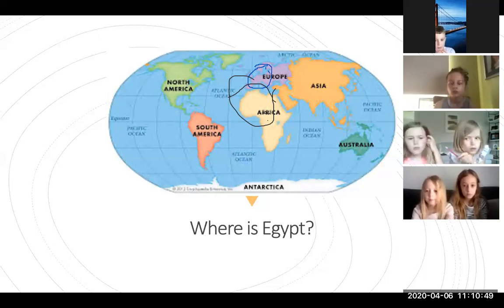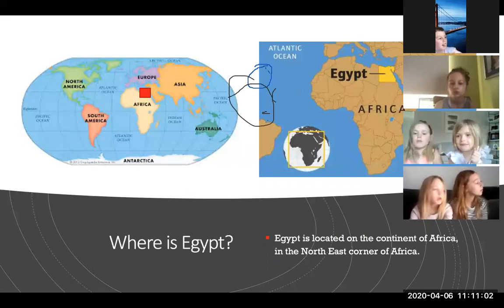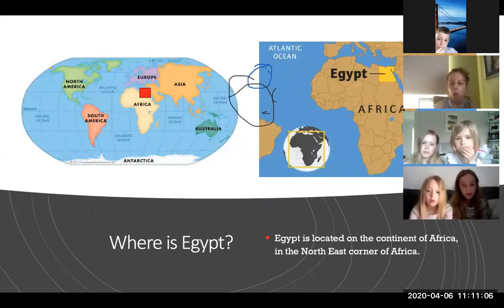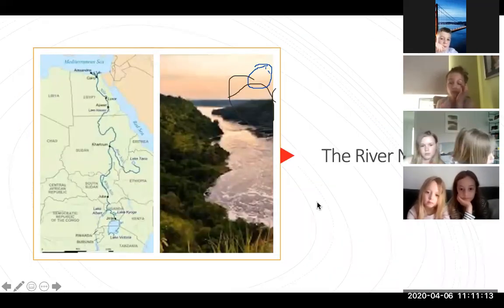Okay, so I can see somebody has put the circle in Europe and somebody has put it in Africa. I can tell you that one of you is correct, and it is the person that put it in Africa. So it is located in the northeast corner of Africa, right on the border before you start going into the Arab countries in the Middle East. Something else that is really important.